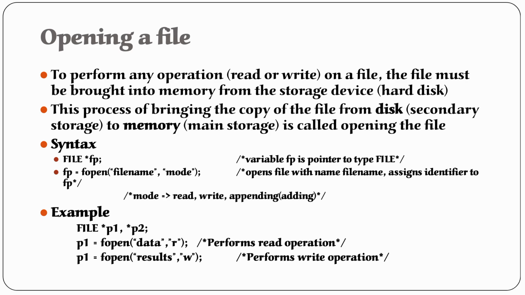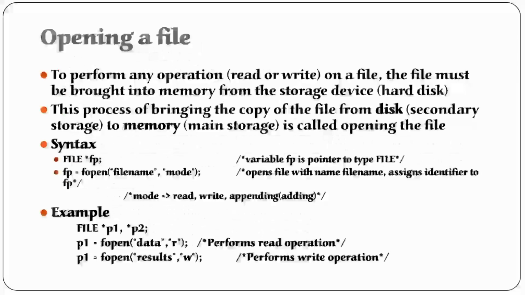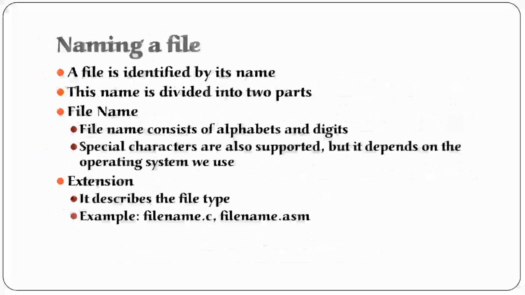In the file name, we need to give the file name that we already saved, and mode. Mode means that we are going to open the file in read only mode or write mode or appending mode. In that line itself, we mention what operation we are going to do in the file we open. This is the example syntax for opening a file.